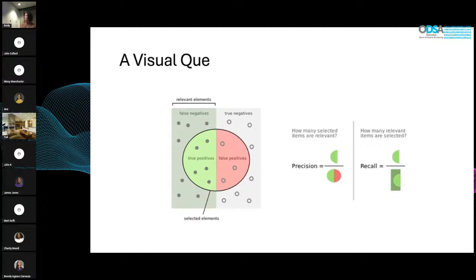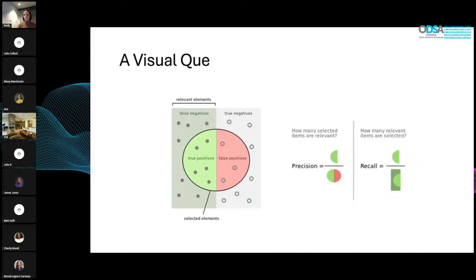Okay, so here is just a visual cue. Some people learn well from text. Some people learn well from pictures. Some people learn well from videos. So here's more of a visual cue if you're a visual learner. Sorry, it's a little brainy. That describes the difference between precision and recall.